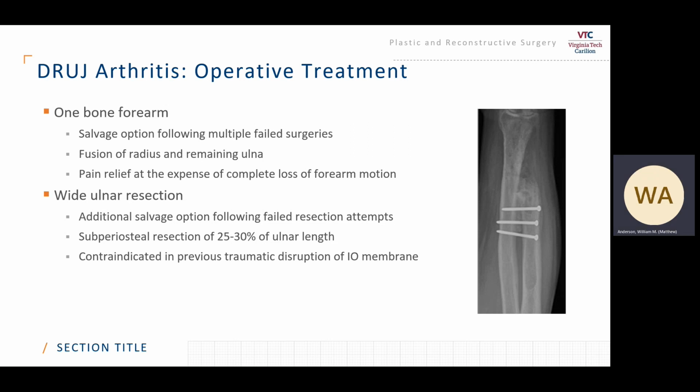Wide ulnar resection, I couldn't find any pictures of this one, but it's also a salvage option, which involves a subperiosteal resection of 25 to 30% of the total ulnar length. It's contraindicated in patients with previous traumatic disruption of the interosseous membrane.